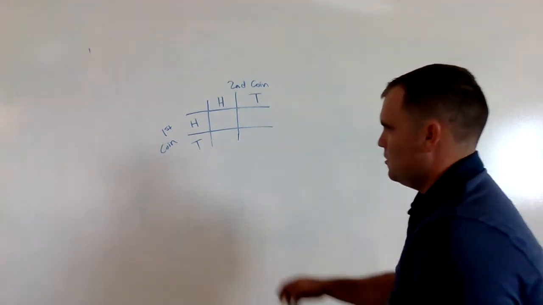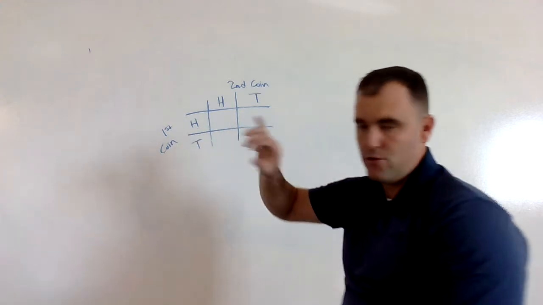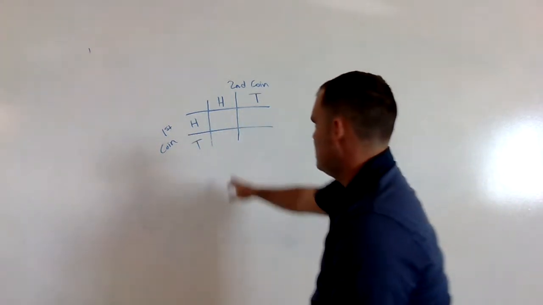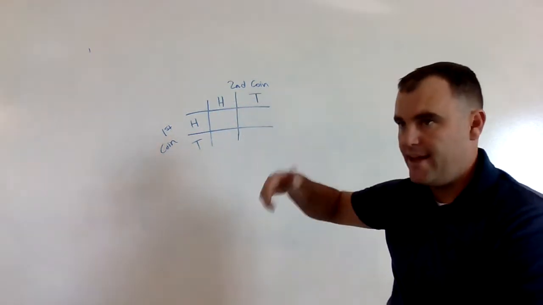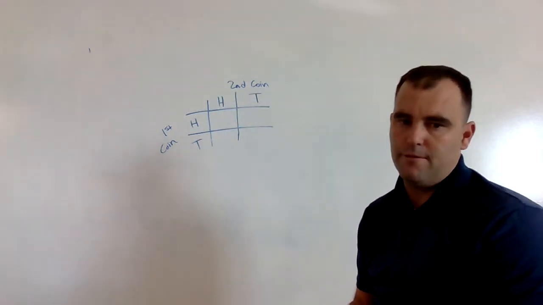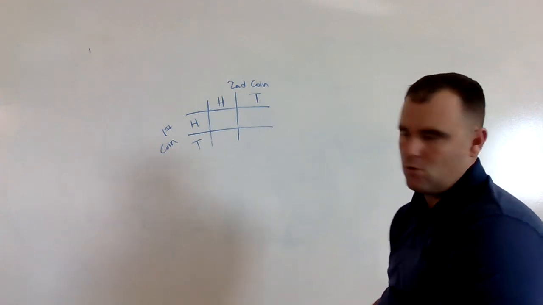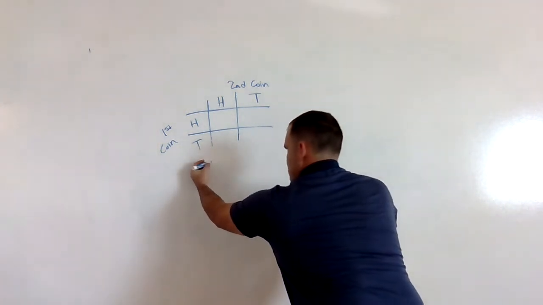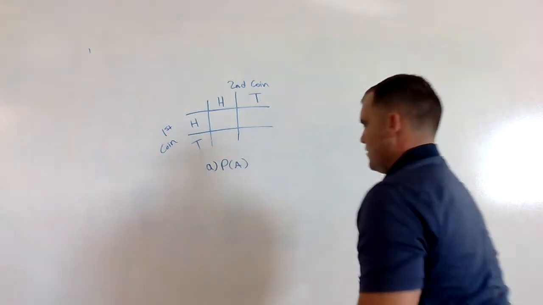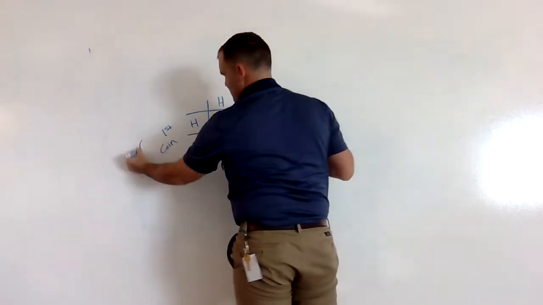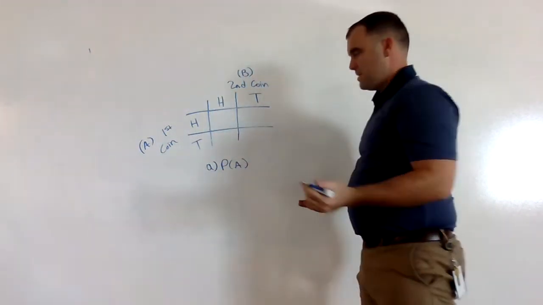So when we flip the first coin, the possibilities are either heads or tails, right? The flip sides. And when we flip the second coin, the possibility is also heads or tails. So the first question is, what is the probability of a heads up result for flipping the first coin? And what we call this is the probability of occurrence A. Basically, the first coin is occurrence A, the second coin is occurrence B.